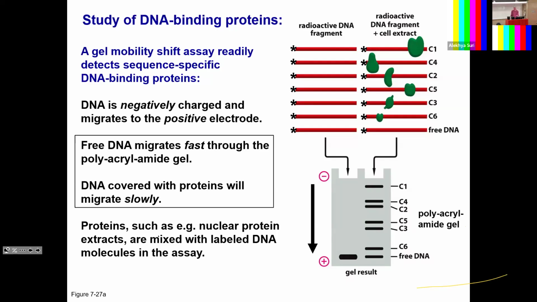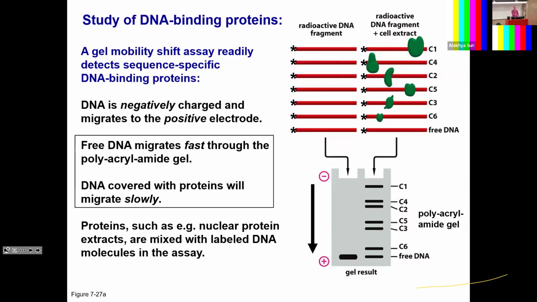So this method tells you only if a protein binds to a specific DNA fragment. As I told you, it's 20, 30 nucleotides, a very specific DNA fragment. You can also choose, for example, a different DNA fragment which doesn't bind these proteins at all, so you wouldn't get any kind of gel shift. Shift means these slower moving DNA fragments.